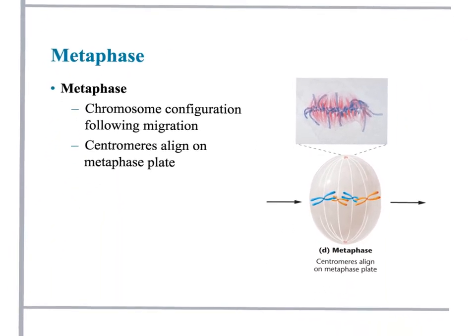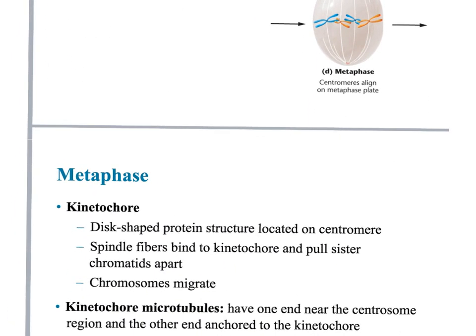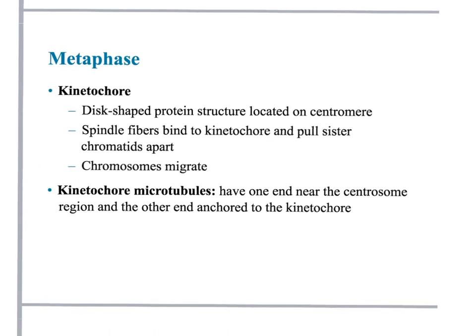And then in metaphase, the chromosome configuration looks nice and neat along the equator, and the centromeres align on the metaphase plate. Then we're going to start seeing them pull apart in the next one. In metaphase, the kinetochore is the disc-shaped protein structure located on the centromere, and the spindle fibers bind to that kinetochore to pull the sister chromatids apart. Then the chromosomes start migrating towards the poles. The kinetochore microtubules have one end near the centrosome region and the other anchored at the kinetochore region.